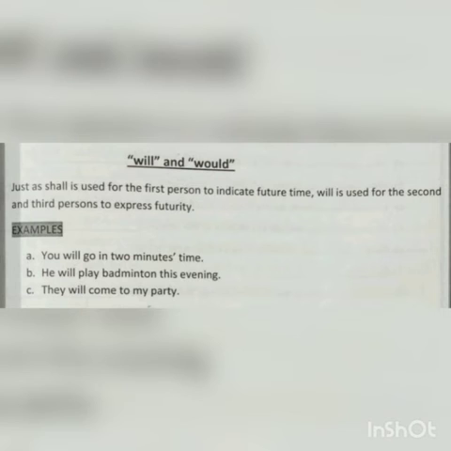Okay, now here comes will and would. Just as shall is used for the first person to indicate future time, will is used for the second and third persons to express futurity. Its examples are: you will go in 2 minutes' time. He will play badminton this evening. They will come to my party.